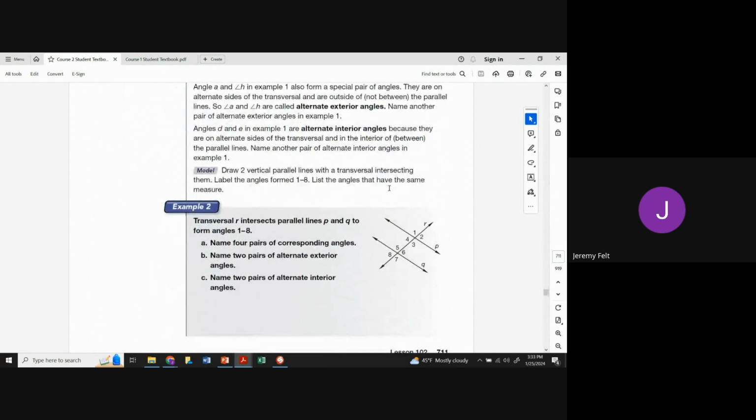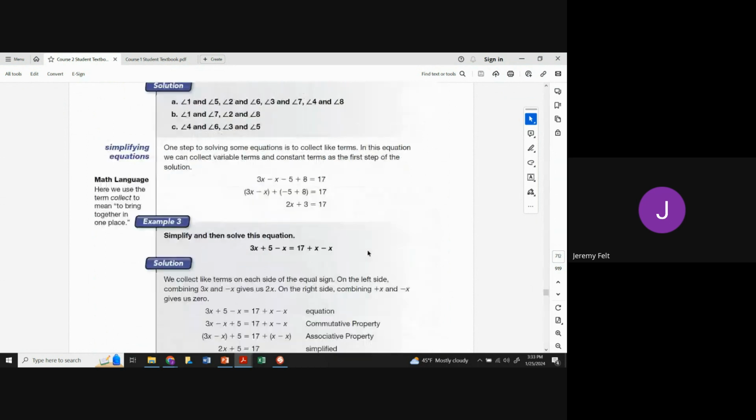So if we want to go through and name corresponding angles, 1 and 5, 2 and 6, 3 and 7, 4 and 8. Alternate exterior, 8 and 2, 1 and 7. Name 2 pairs of alternate interior, well, 4 and 6, because they're inside and on the opposite sides, and then 3 and 5. So it makes it really nice.